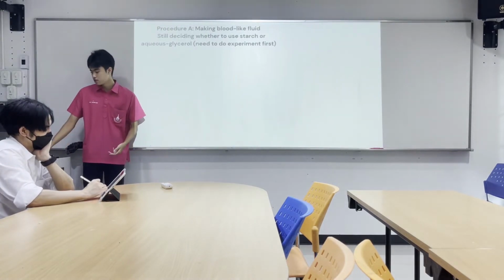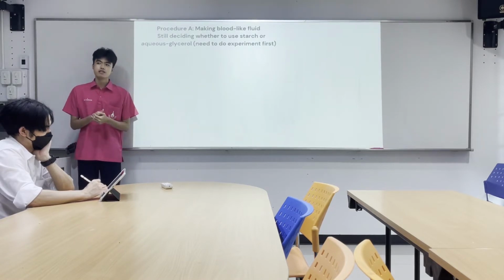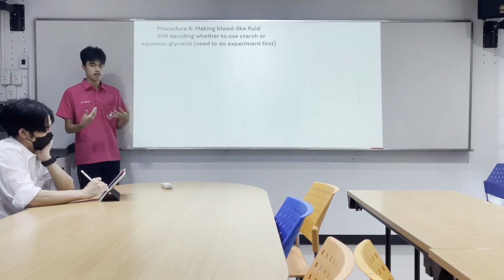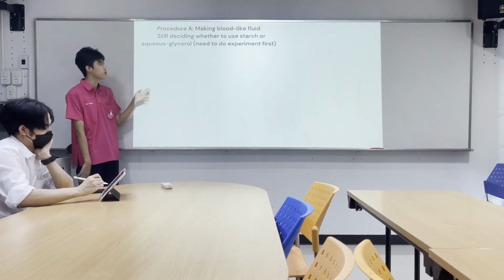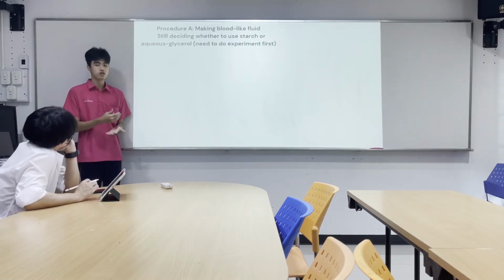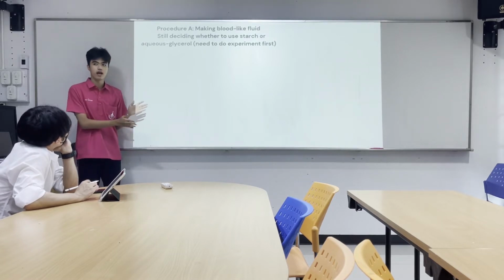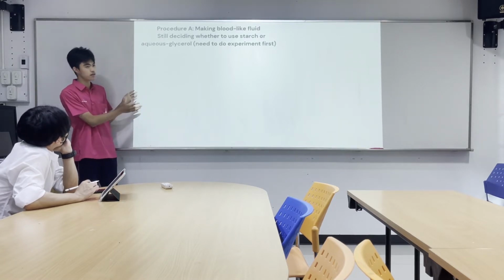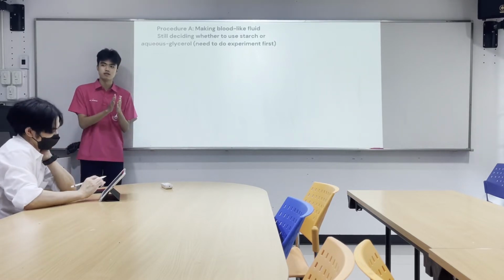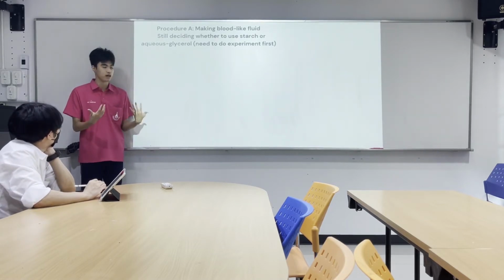Okay, so this procedure is procedure A. I have to make the blood fluid that has the same viscosity as the blood. But I still can't decide whether to use starch or aqueous glycerol. So I have to do the experiment first in order to know what I will use. So this one I have to take a break from for a little bit. But let's imagine that I already made the blood fluid that has the same viscosity and the same density as blood.